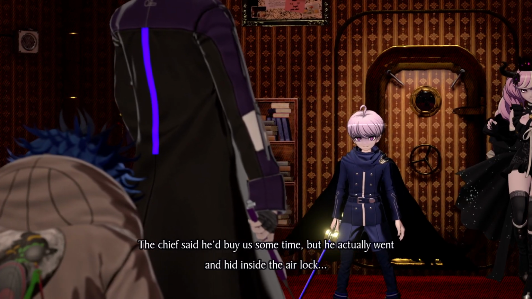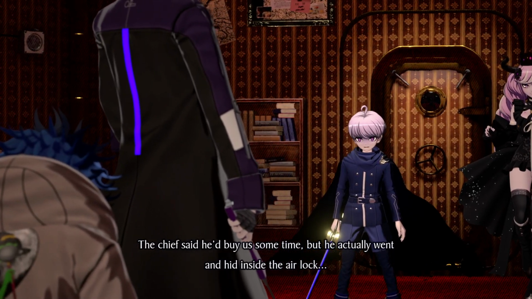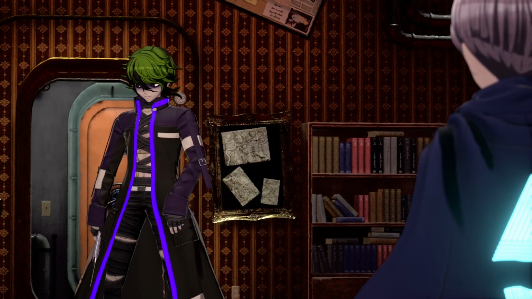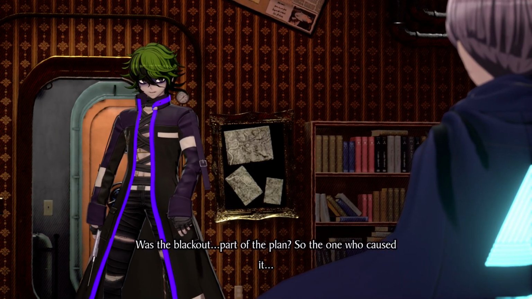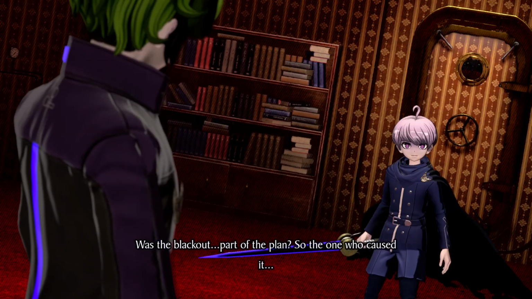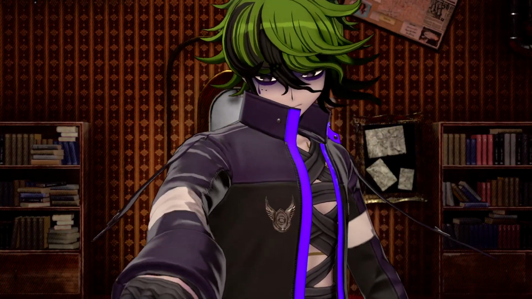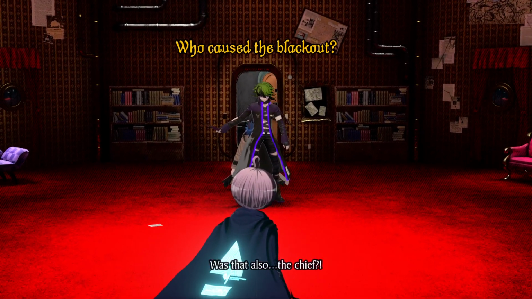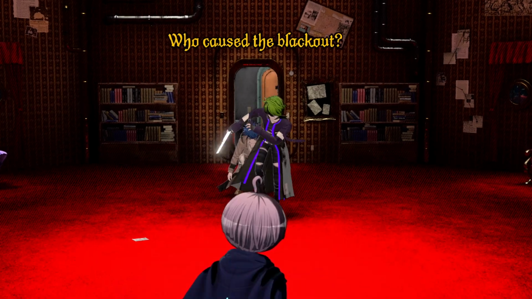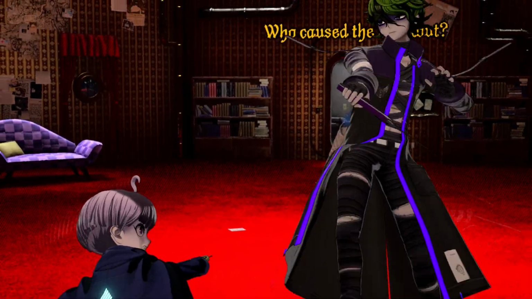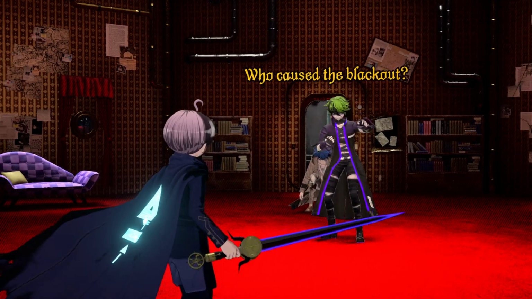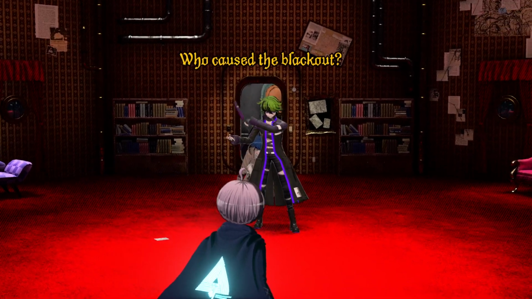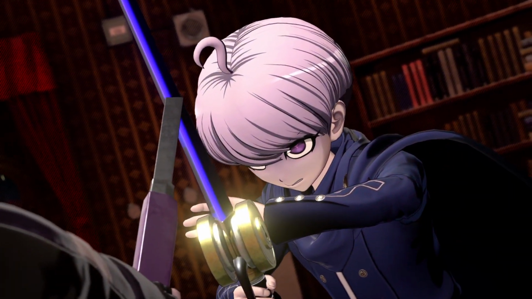The chief said he'd buy us some time, but he actually went and hid inside the airlock. Was the blackout part of the plan? So the one who caused it, was that also the chief? No, I think that was the hitman then.